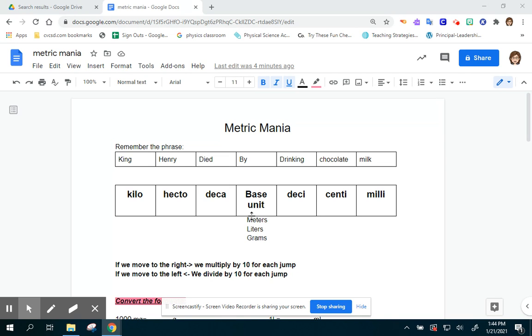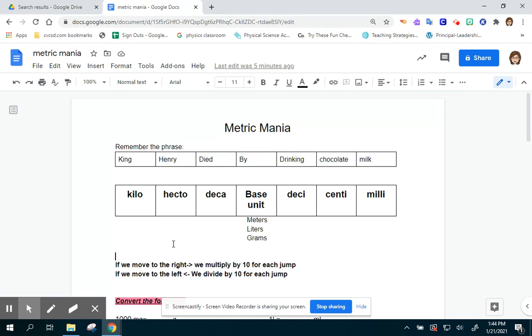So let's say we have a measurement that is in meters. This would be a kilometer, a hectometer, a decameter, a decimeter, a centimeter, or a millimeter. It could also be a kiloliter, a hectoliter, a decaliter, a deciliter, a centiliter, or a milliliter. So as you can see, these three here, your bases, can apply to any of the prefixes. So you can put the prefixes in front of any of these three bases, and they are going to work for you.